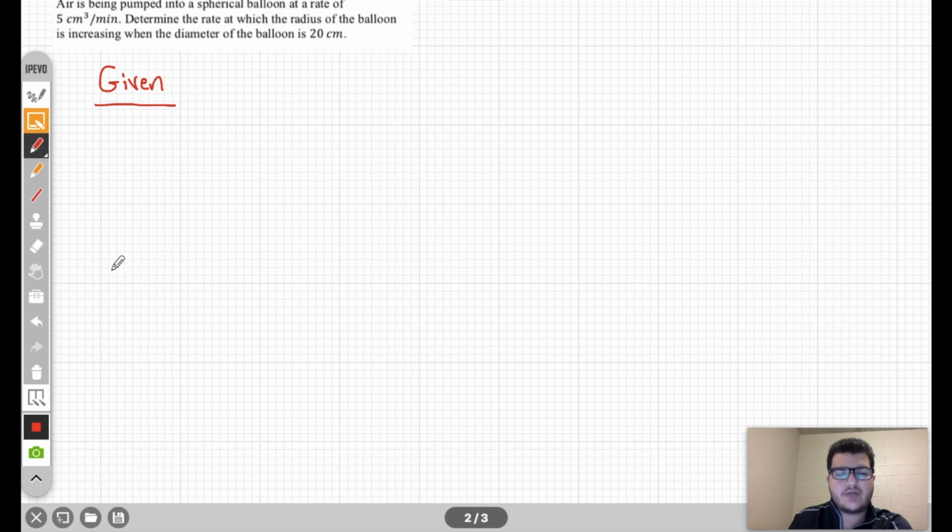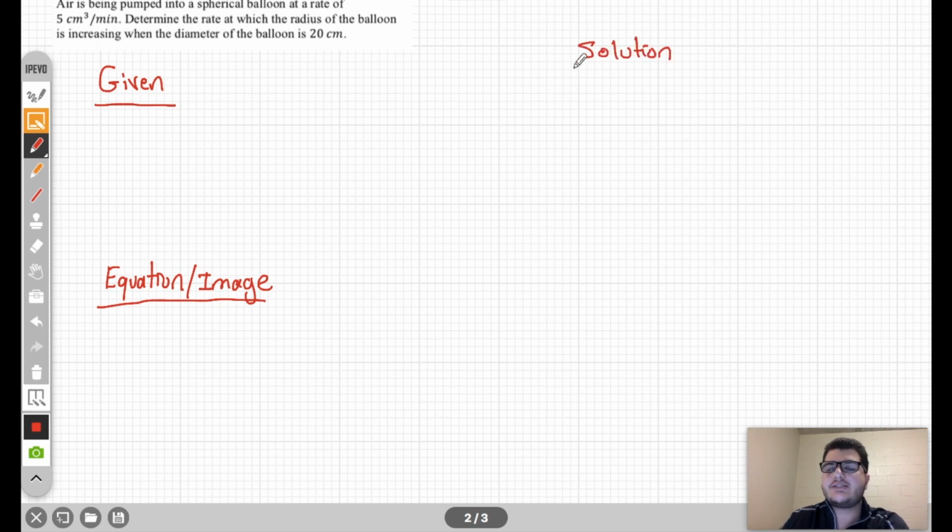I also want to write down any equations that I'll be using and draw the image if it's applicable. And then I want to solve the problem. And this is how I set up most of my related rates problems. Just to keep everything organized and in order, I set everything up with the givens, equation, and then the solution, just so everything flows together.